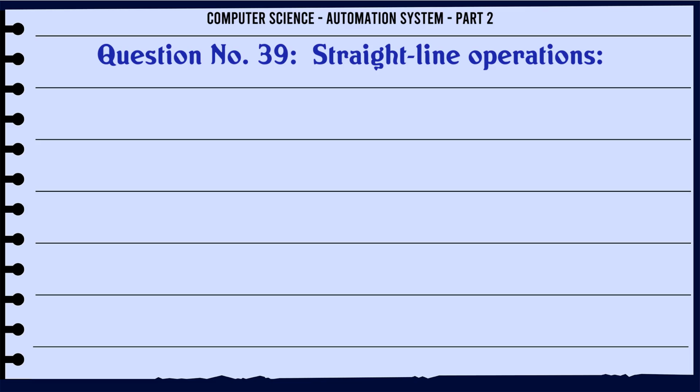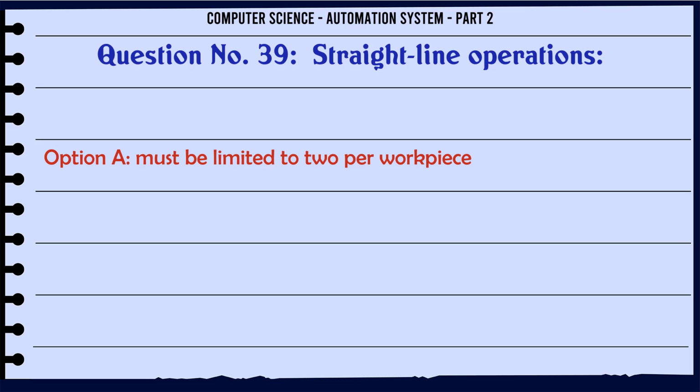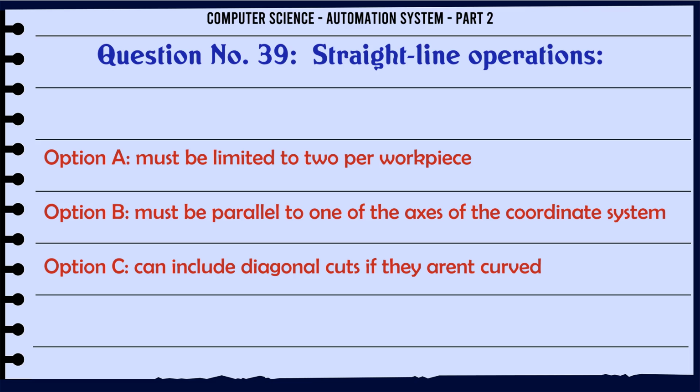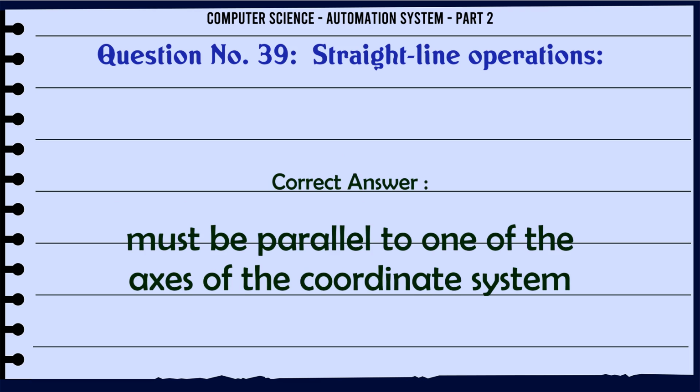Straight line operations: A. must be limited to 2 per workpiece. B. must be parallel to one of the axes of the coordinate system. C. can include diagonal cuts if they aren't curved. D. All of the above. The correct answer is must be parallel to one of the axes of the coordinate system.